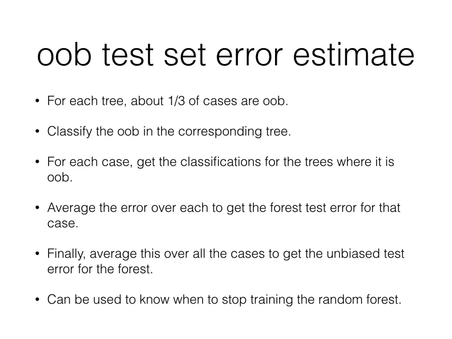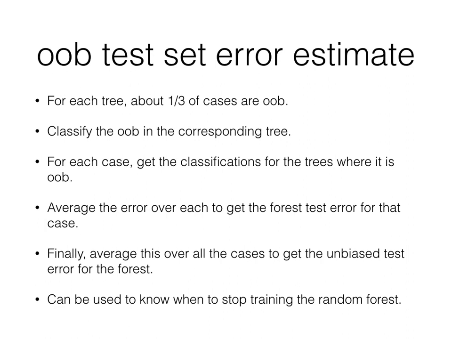Then that gives us an error over all of the trees for the OOB for that particular case. And then we average the error over those trees to get a test error for that one case. Then we do that for all of the cases in our data set.